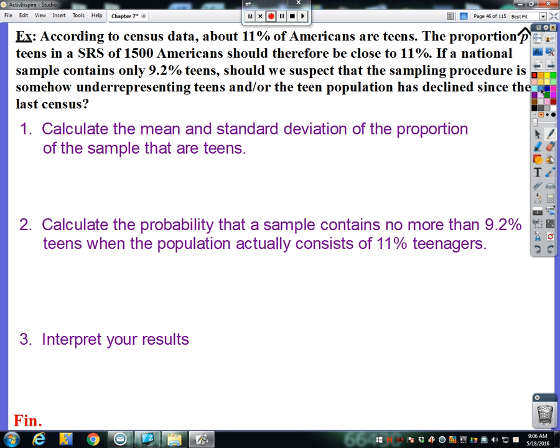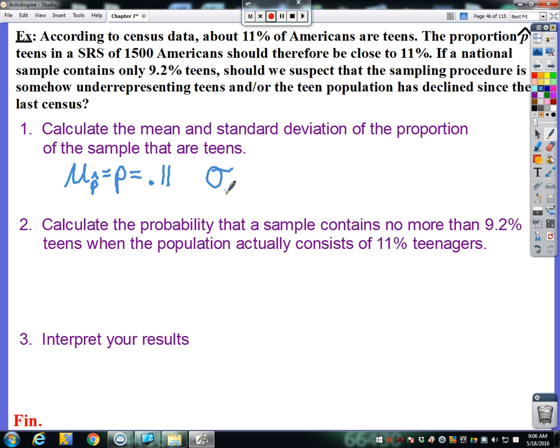Well, what we just talked about earlier was that the mean of all sample proportions should be equal to approximately the population proportion, which we were told is 11%. So I'm going to write this as a proportion instead of a percent. All right, so this should be the mean of our sampling distribution.